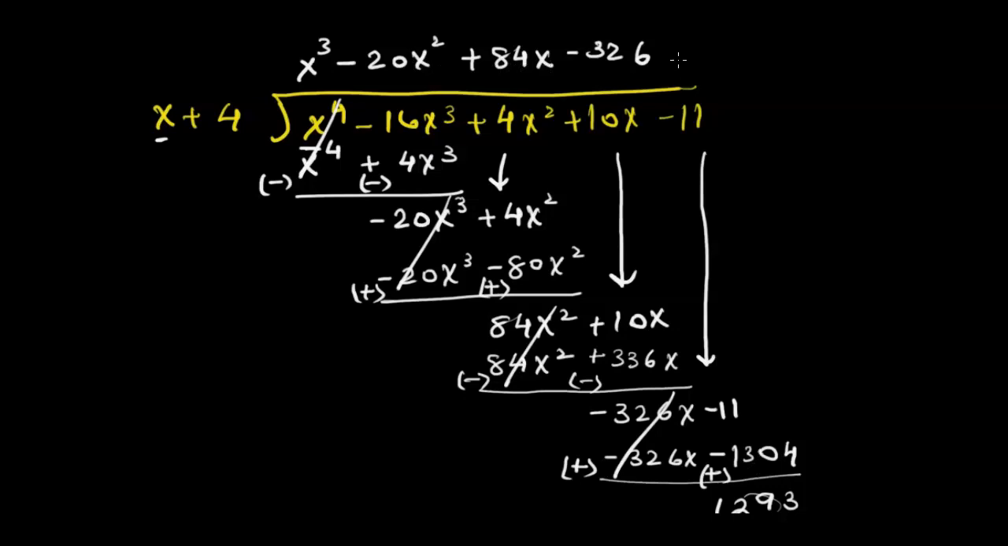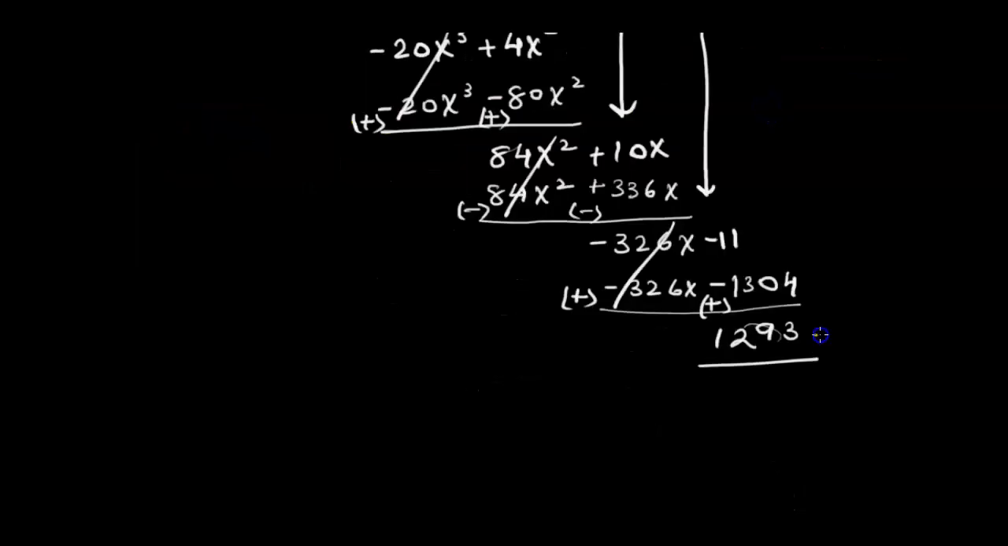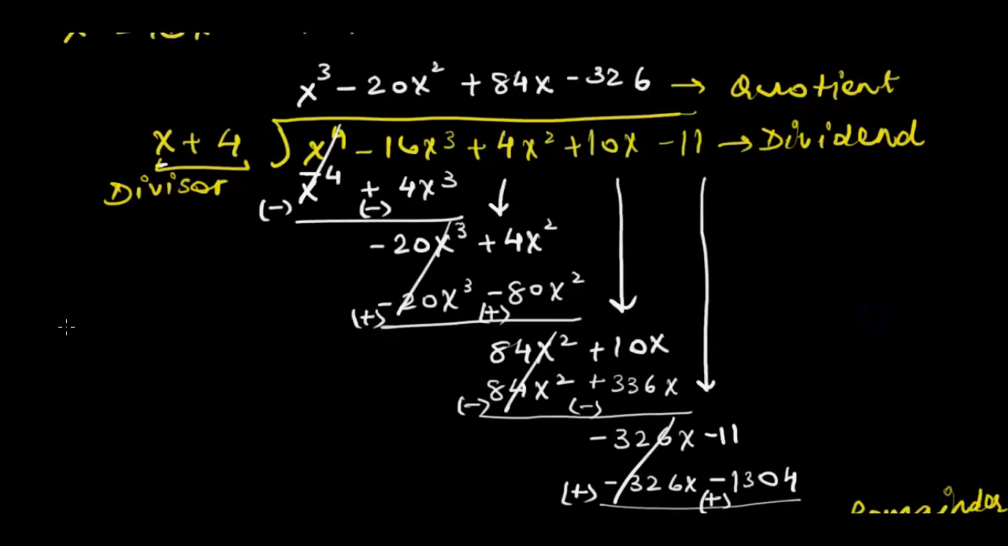What we get is called the quotient. This is called the divisor. This is called the dividend, and 1293 is called the remainder. We can do divisor multiplied by quotient plus remainder to see if we get the dividend or not. If we are able to get back the dividend, that means what we have done is all correct. Otherwise, that means we have made some mistake along the way. So this formula can be used for checking the result as well.